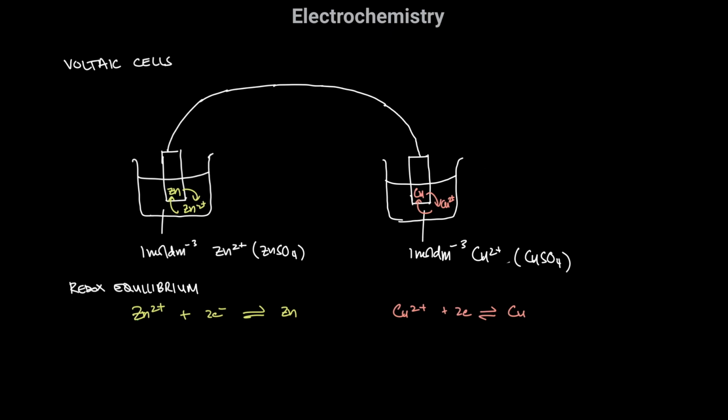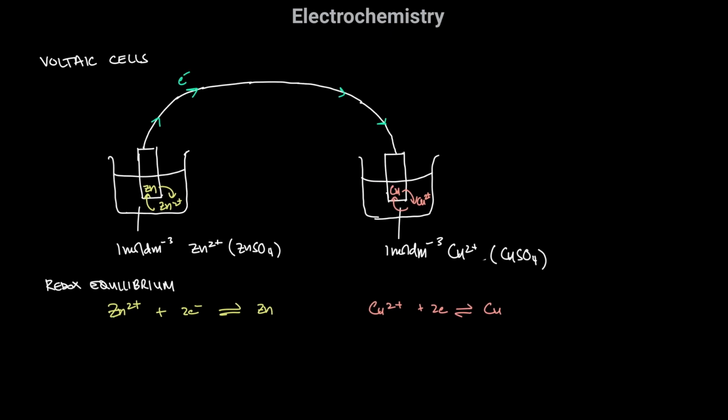From our previous knowledge, we know that zinc is the more reactive metal. Zinc is more reactive than copper, so zinc loses electrons more readily, whereas copper is not as reactive. So here what will happen is that because zinc is a more reactive metal, the electrons will flow from the zinc electrode towards the copper electrode. Basically, the electrons are flowing from the more reactive metal to the less reactive metal.